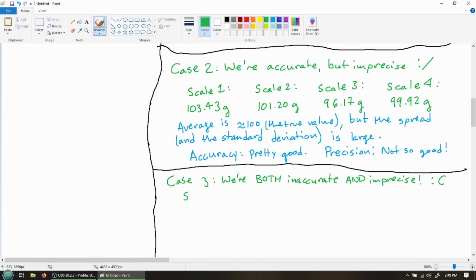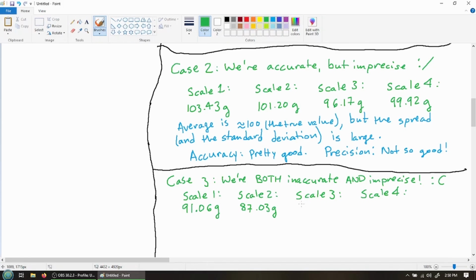So in this case, let's write our 4 scales. And I want you to think about what this is going to look like. Inaccurate means that we're not close to the true value, and imprecise means that we actually have a pretty wide spread. So this might look something like this. Scale 1 might say that it's 91.06. Scale 2 might say that it's actually 87.03. Right? We can see the average is now looking to be somewhere just south of 90.